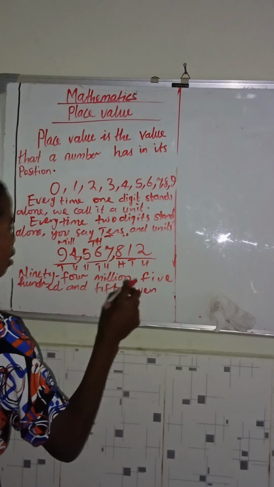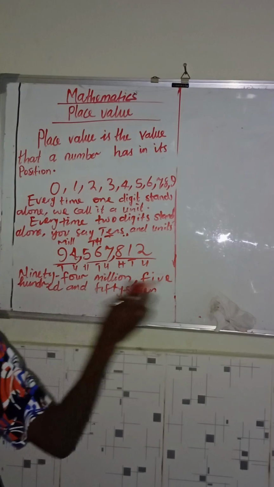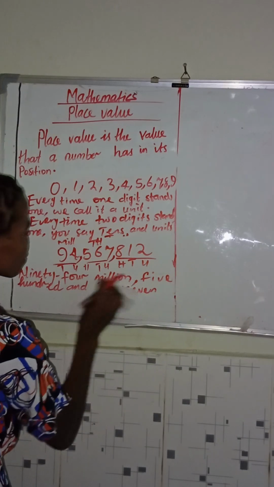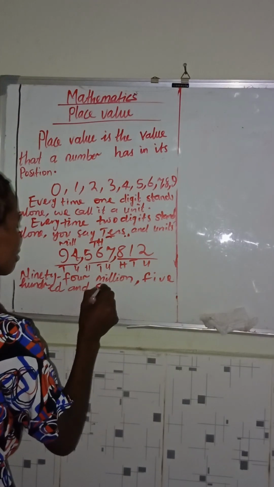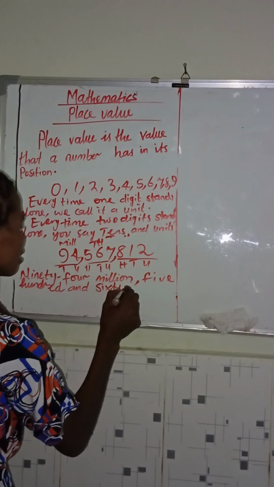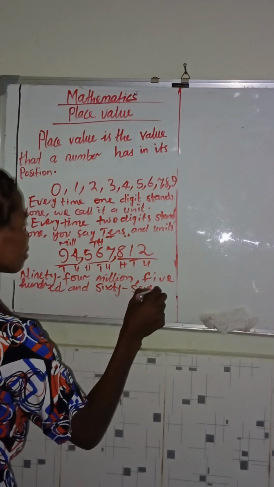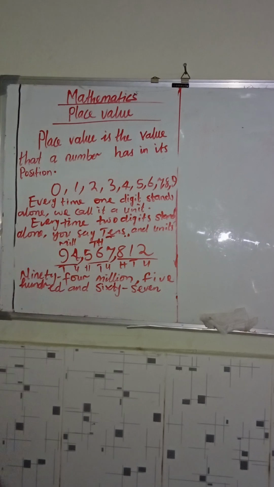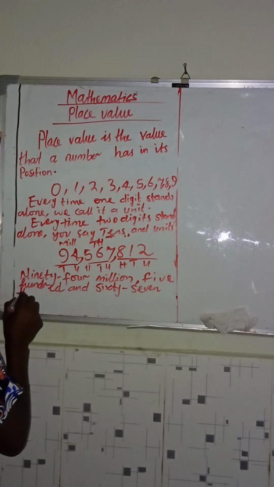560, rather. 60. 67. 67 what? Family name. 1,000.